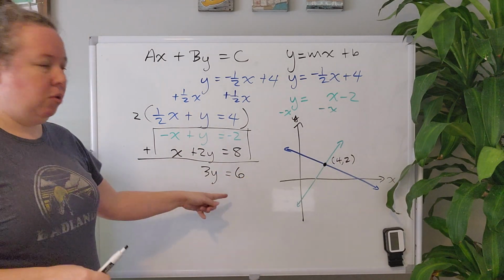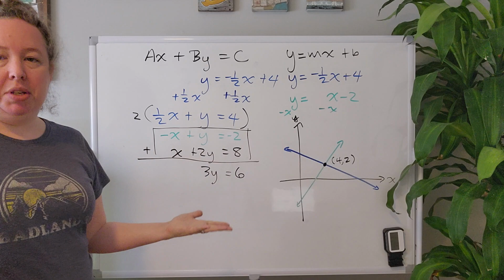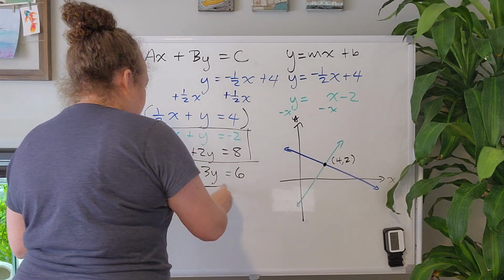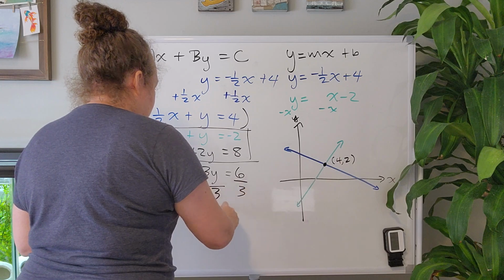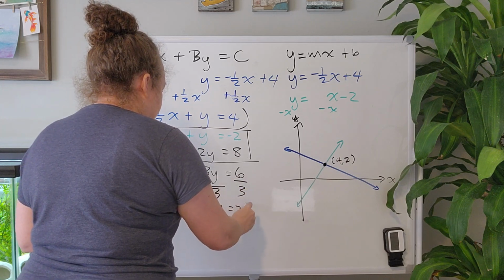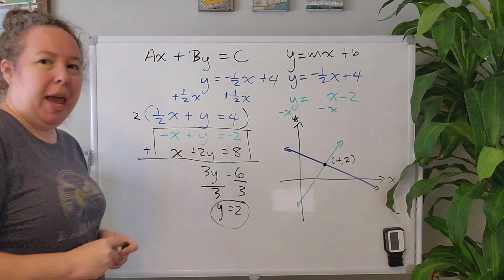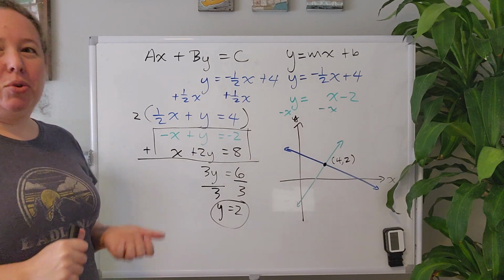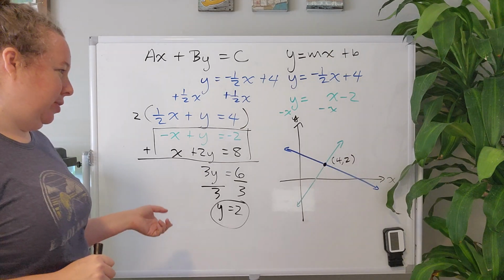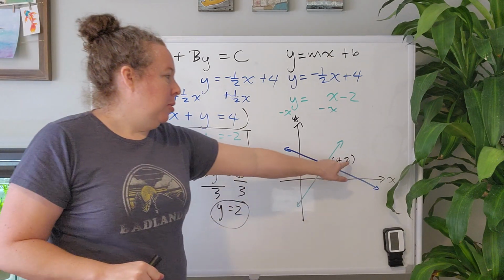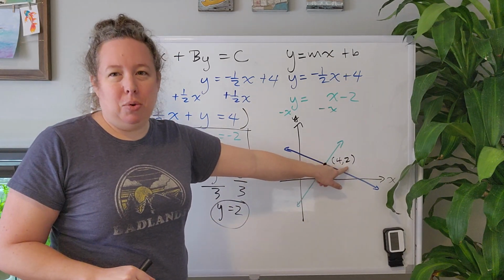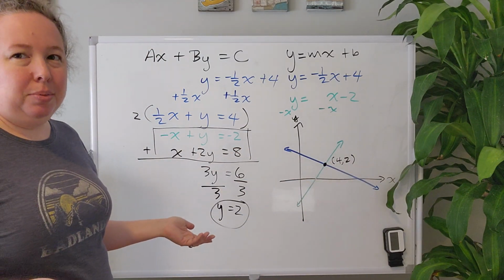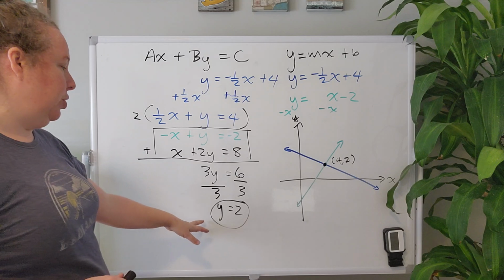Now we have one equation and one variable, which means that we can solve it. And in this case, 3y equals 6. All we've got to do is divide by 3. And now we've got y is equal to 2. Now, am I happy or sad that I found y is equal to 2? Well, of course, I am elated. I am thrilled. I am overjoyed because we know the y-coordinate where these two lines intersect is y equals 2.